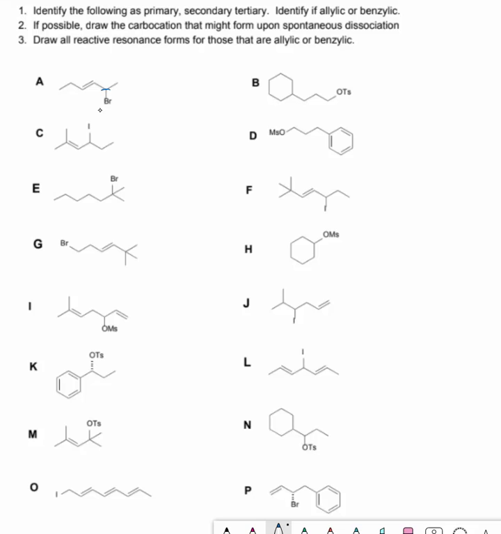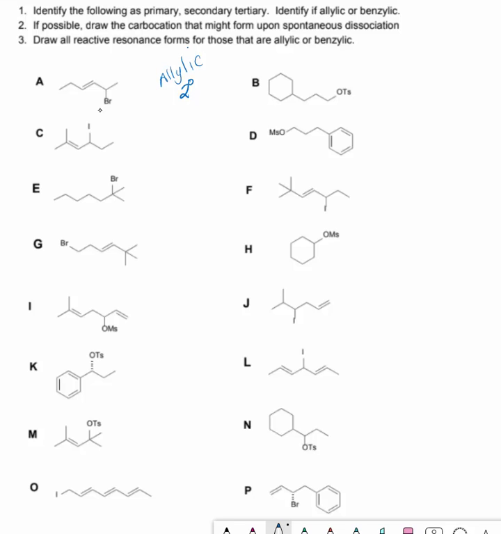So for A, we're looking at this carbon here. This carbon contains our heteroatom, and it is bonded to two other carbons. That makes this a secondary heteroatom, or a secondary alkyl halide, because this carbon bonded to the heteroatom is bonded to two other carbons. Now, one of those carbons is an sp2 carbon that is pi bonded to the next carbon. So that makes this specifically an allylic compound, or an allylic alkyl halide.